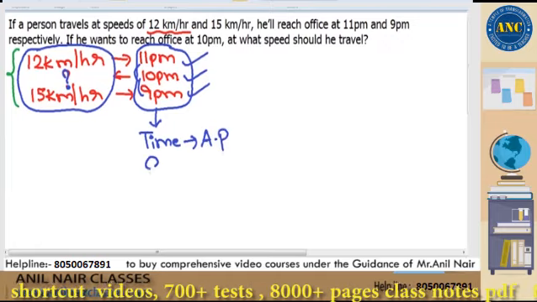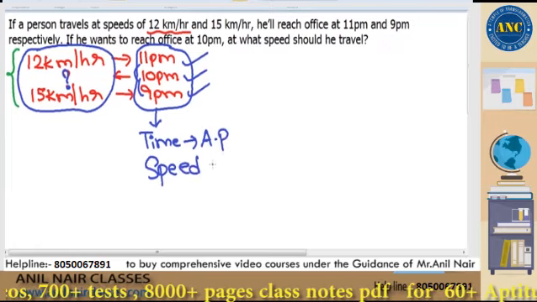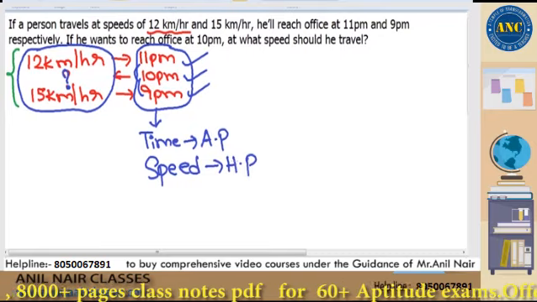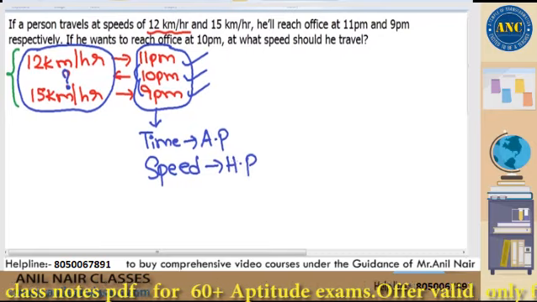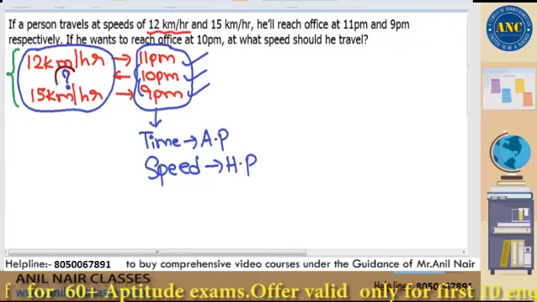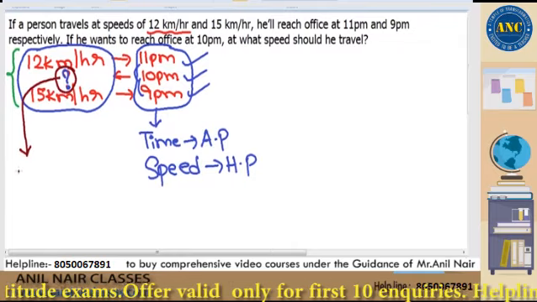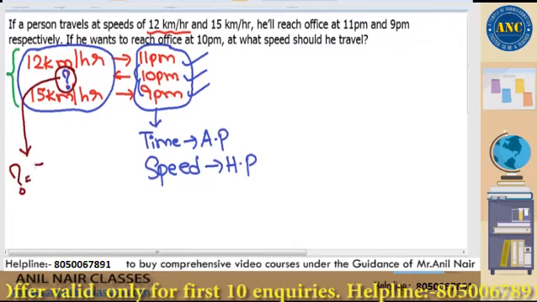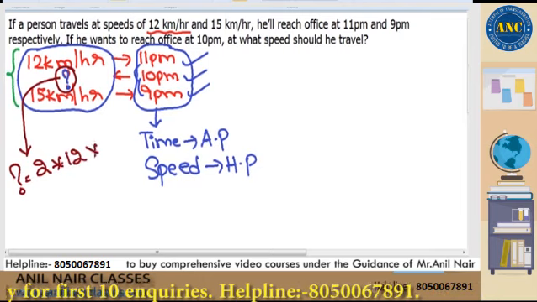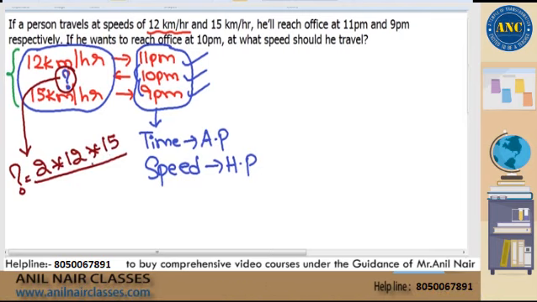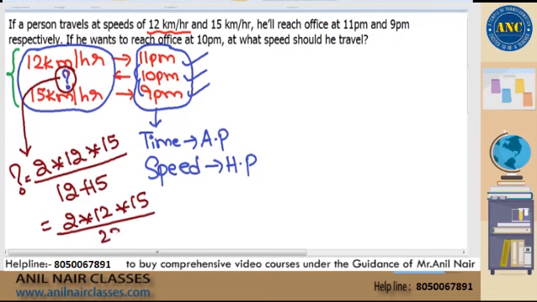If the time is in arithmetic progression, speed will be in harmonic progression. Just 2 minutes before, we discussed this concept. The harmonic progression middle value, this middle value question mark, is given by 2 into A into C divided by A plus C. Simplify this, you will get the answer. So it is 2 into 12 into 15 divided by 27. You will get the answer in fraction, keep it in fraction or decimal. Very, very easy way of solving.